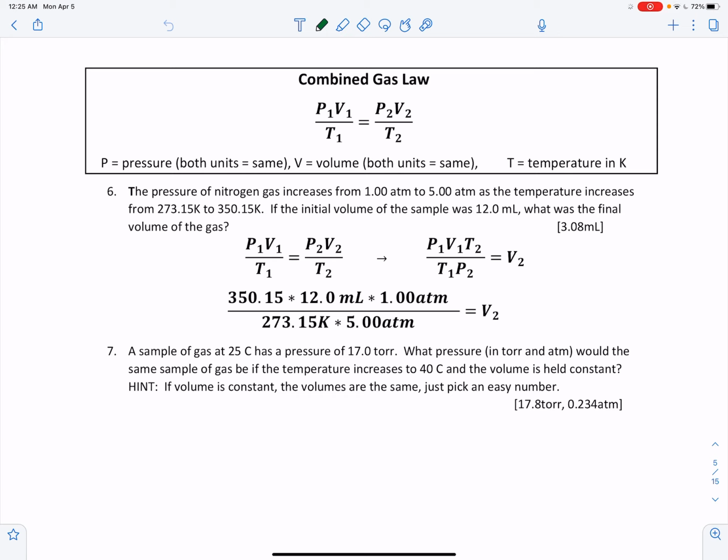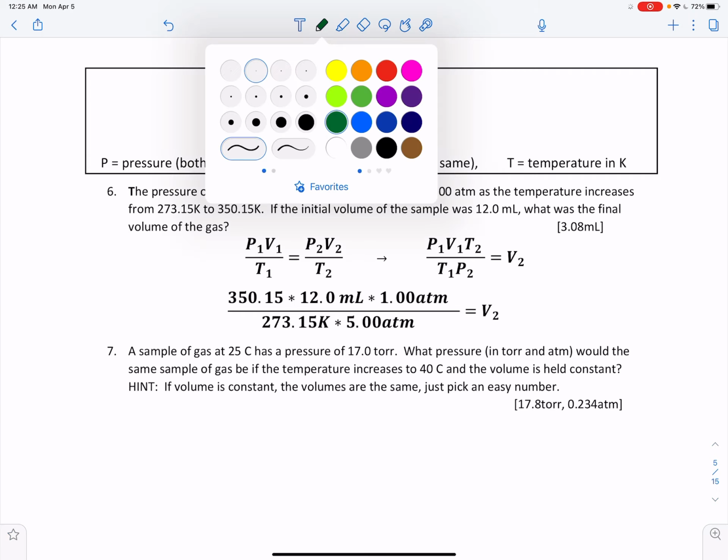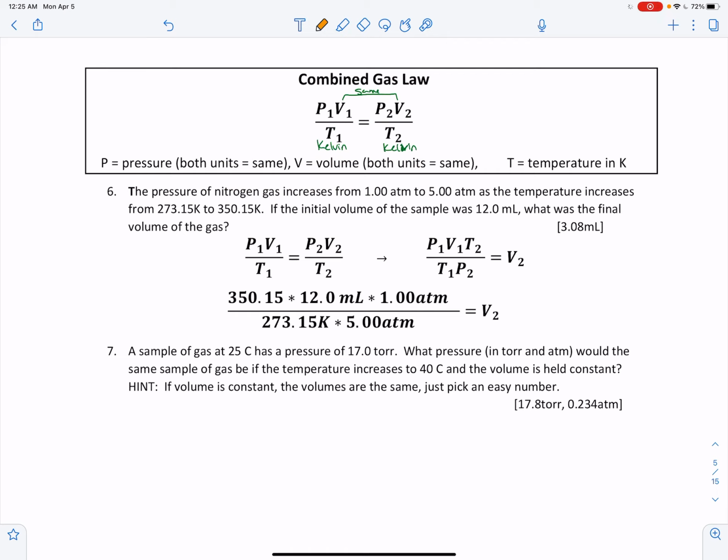Again, like before, I like to make a little note. This needs to be in Kelvin. This needs to be in Kelvin. These two just need to be the same unit. They could both be milliliters, they could both be liters, whatever they are, they got to be the same. And then the same goes for these ones also. They need to be the same units. It's not quite as picky as the PV equals nRT equation. This is huge though. Gotta get the Kelvin in there.